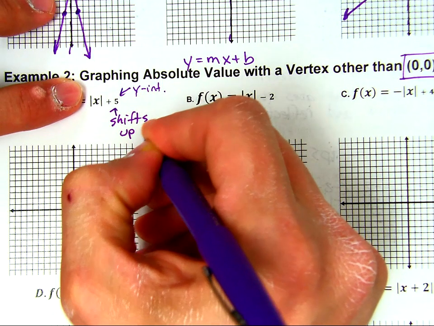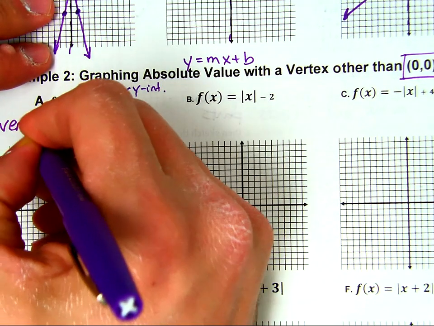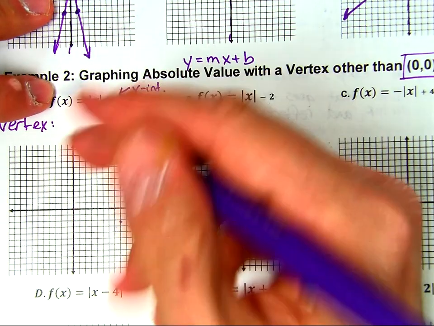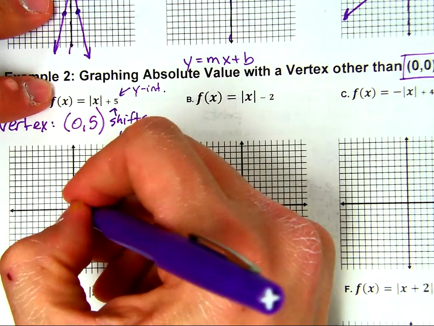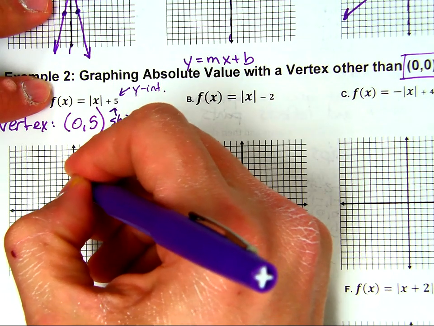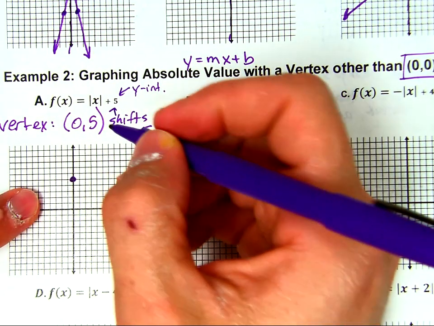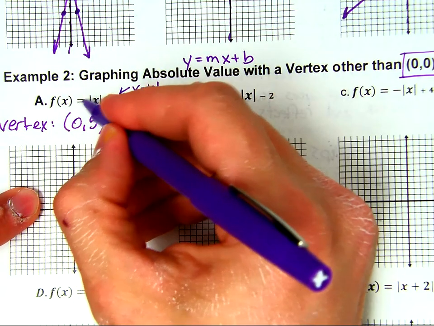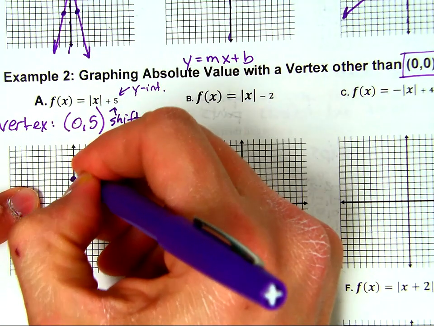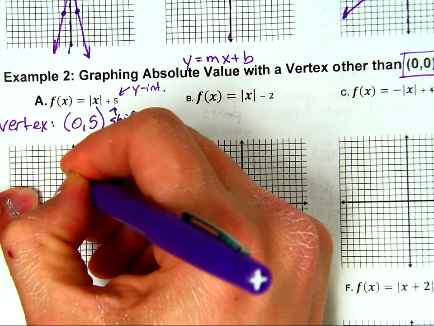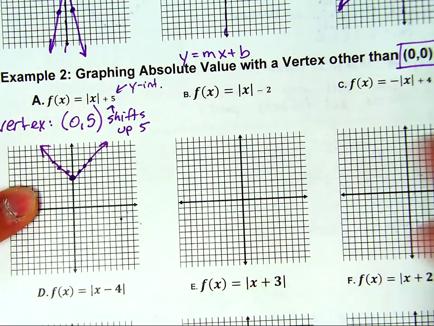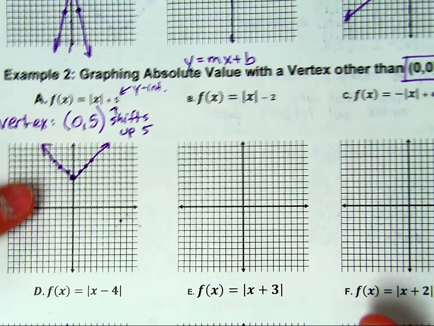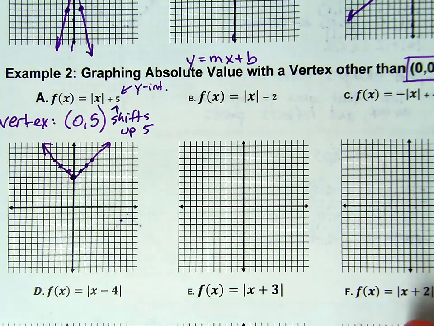So if we shift the graph up 5, that affects the y value, so my vertex is at (0, 5). My slope is still the same, up 1 over 1. We can reflect those points. So this is our graph. Okay, let's take a look at B.